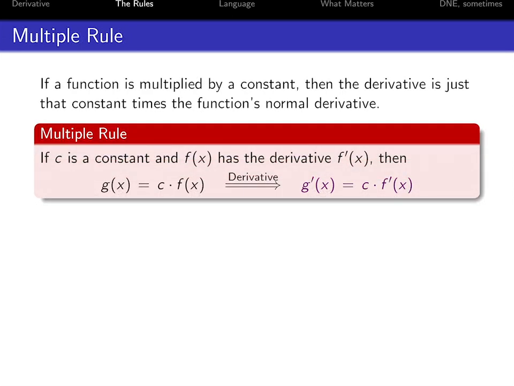This one says that if a function is multiplied by a constant, then the derivative is just that constant times the function's normal derivative. So written a little bit more formally, if we have c being a constant and f of x has some derivative f prime of x, then if we create a new function g of x that's c times f of x, the derivative of g is going to be g prime, and that's just c times f prime of x. So basically, our constant just sits there and doesn't do anything, while the part that is a function-y thing can take the derivative, and we get a nice normal derivative. It's a little bit easier to see as an example, so let's check those out.